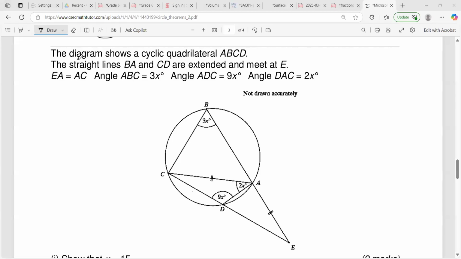All right, so you see the diagram shows a cyclic quadrilateral A, B, C, D. So this part by itself is the cyclic quadrilateral, right? This has four sides, and all the vertices hit the circumference. But they told us that, so we never have to worry about it. All right. Let's say now the straight line BA, so this is a straight line, and CD extend to meet at E. Cool.